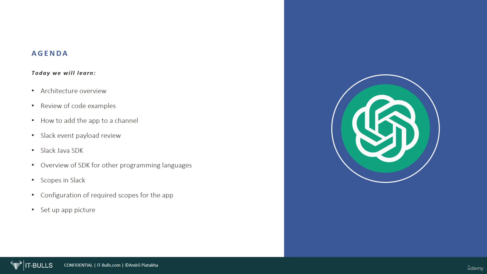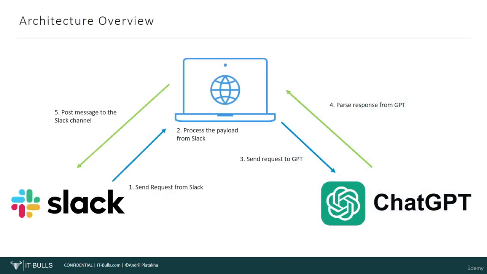Let's start our lesson. Let me start with a brief overview of what we are going to implement today. Basically, we will implement a simple flow. We post a message inside Slack. Our web application receives the payload with the details of events that happened in Slack. We process the Slack payload to extract all information needed in order to prepare a request to GPT. We send a request to GPT. We receive a response from GPT. And then we post the response from GPT directly to the Slack channel. That is the simple and basic flow that we are going to implement in this lesson.